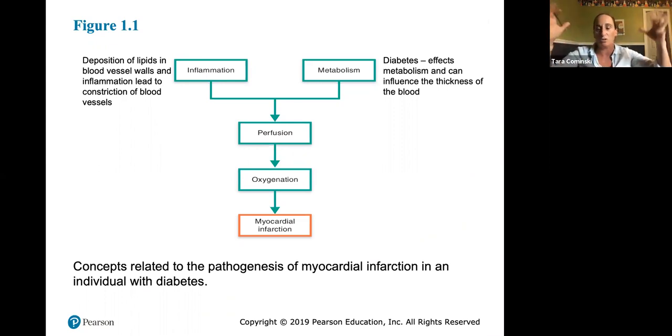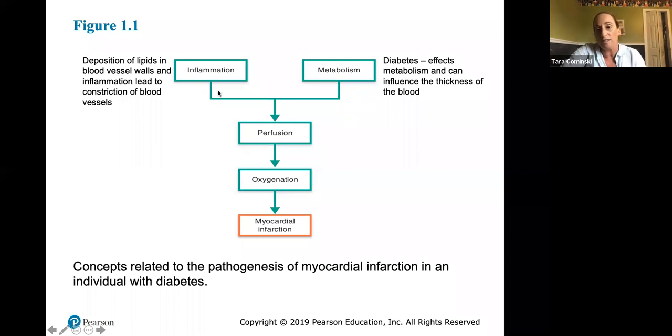It's talking about broader concepts and then sub-concepts that ultimately affect something like a heart attack, okay? So you can just go through this a little bit here. If you're talking about metabolism as the main concept in general, right? You can have effects on metabolism caused by, say, diabetes, okay, which actually can influence the thickness of the blood, okay? So the blood's thicker to begin with, right?